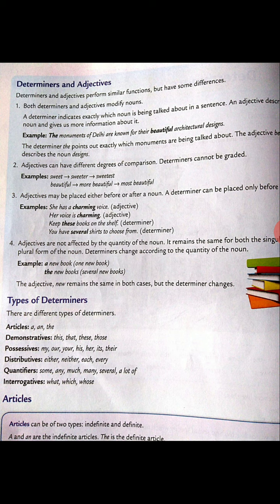Then, keep these books on the shelf. And as it is written, children, books here is the noun, and these is the determiner. So, we write the determiner always in front of, or before, a noun. Keep these books on the shelf. You have several shirts to choose from. So, several is again a determiner.